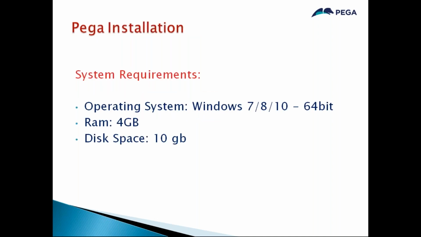And the system requirements to install Pega PRPC are very basic: any Windows operating system, 64-bit is required, and 4 GB RAM and 10 GB free space are required. Okay? And if you are using a Mac, under the Mac operating system you can install a Windows image using VMware, and inside the Windows image you can install Pega PRPC. Okay? And how to install Pega, I'll discuss in the next session.